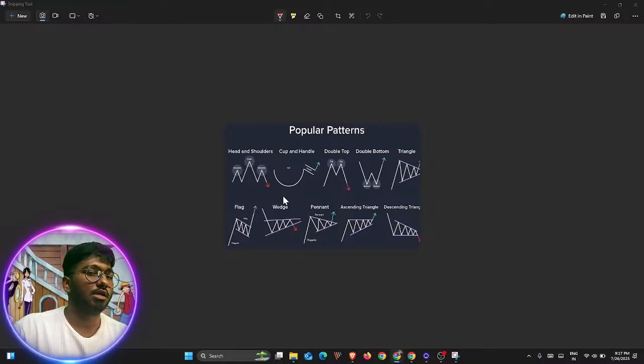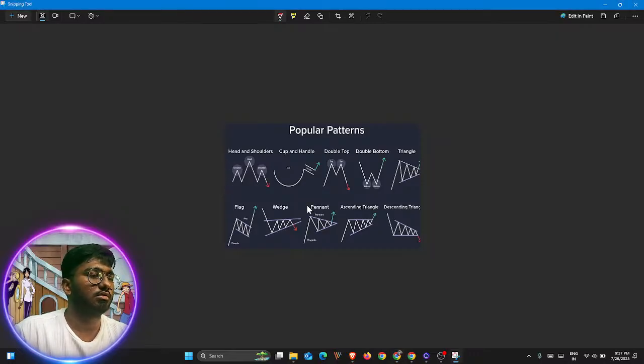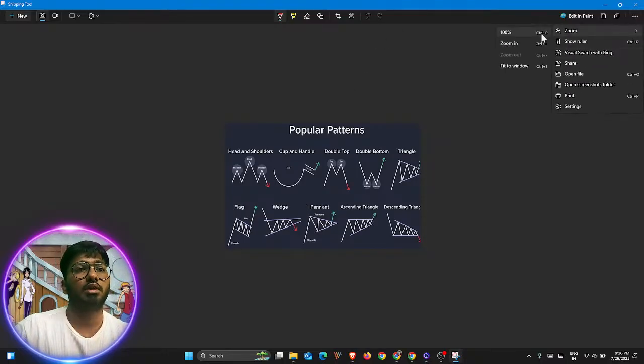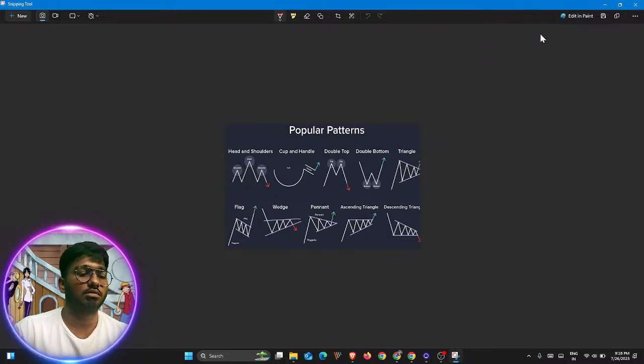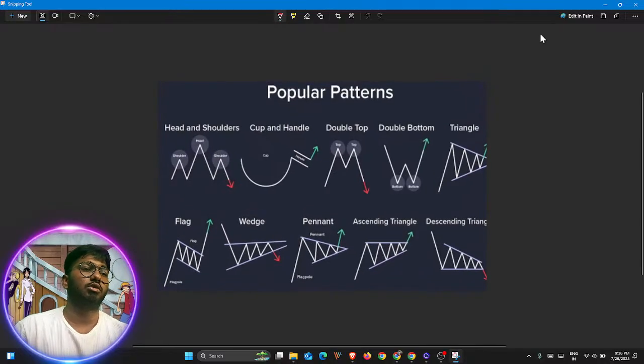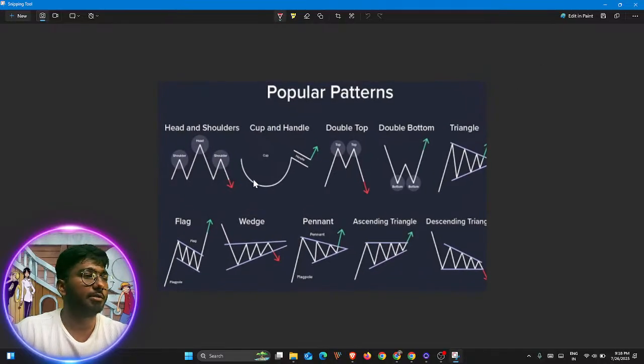So you can see here, head and shoulders, this is exactly how it looks. It's too short. You might have seen this already, but it's my job to show you, teach you, right? So you can see head and shoulders.